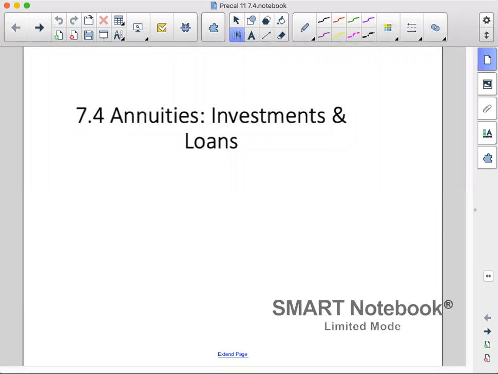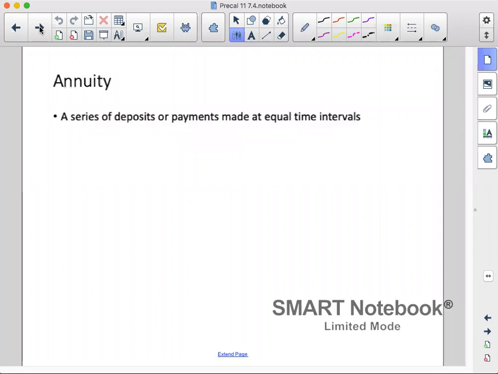Hi, today we're going over section 7.4, which is investments and loans. So first thing we'll talk about is annuities, which are a series of deposits or payments made at equal time intervals.